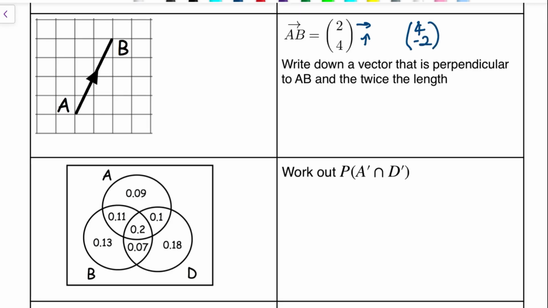And again, if we draw it on here, it's slightly easier to see. So if I draw a vector on the grid that's going across 4 and down 2, obviously I'm going to have to go slightly off grid, but you can see that is pretty much perpendicular. That does indeed work. Okay, and the second part wants me to do twice the length. So twice the length is going to be (8, minus 4). Now in an exam, make sure you're highlighting what answer you're presenting. In this case, it's the one at the bottom, just so they can see which one your final answer is.